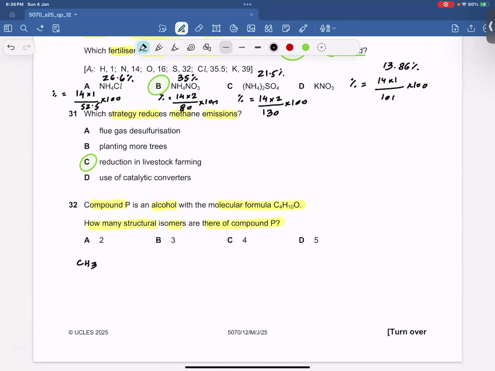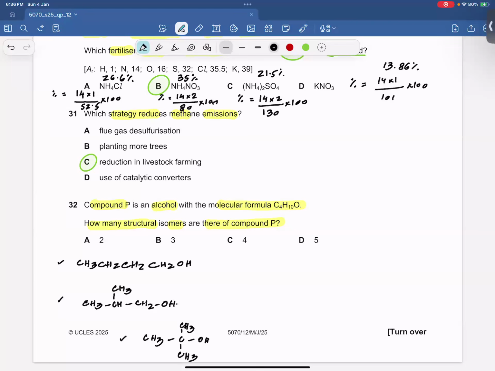This is my first structure of C4H10O. This is the first one. This is the second one: CH3, CH, CH3, CH2OH. This is the third one. We have done this in class, okay? CH3, C, CH3, CH3OH. Okay. So these are the three.